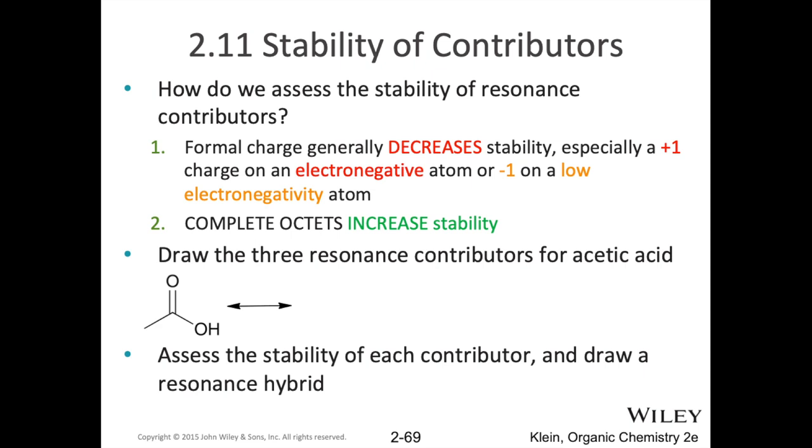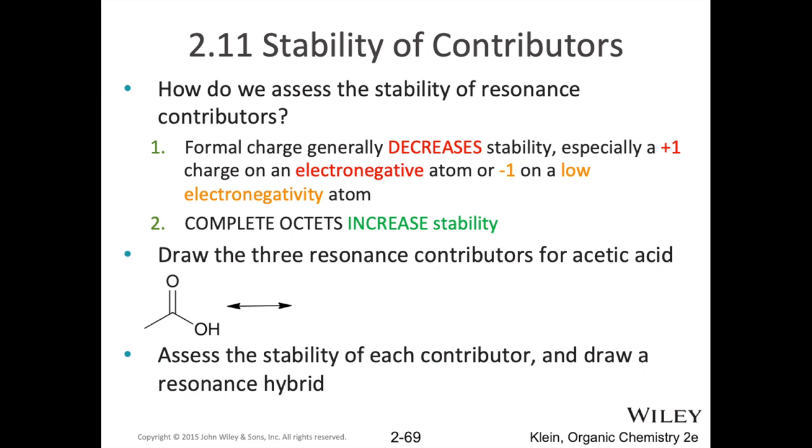So basically, you want to look at where your formal charges are and how many you have of them. Typically speaking, formal charges do decrease stability. This is why one of the rules for drawing Lewis structures is you want to draw them with minimal formal charges, right? And so generally speaking, if you have a resonance contributor with more formal charges or higher formal charges, those are going to be less stable.